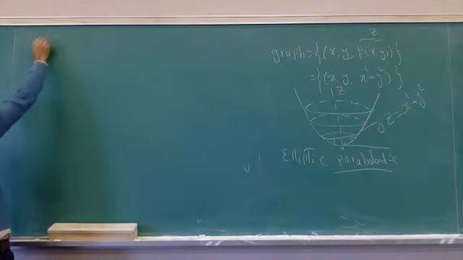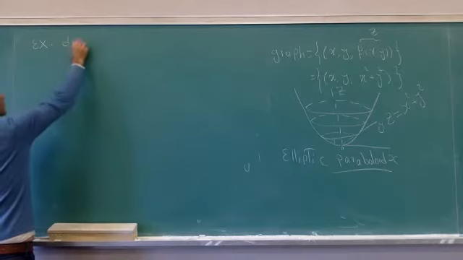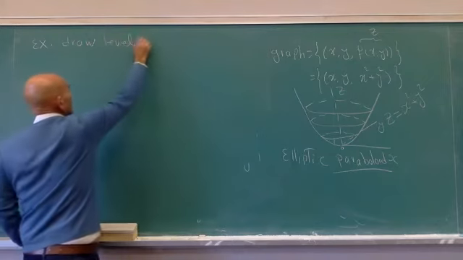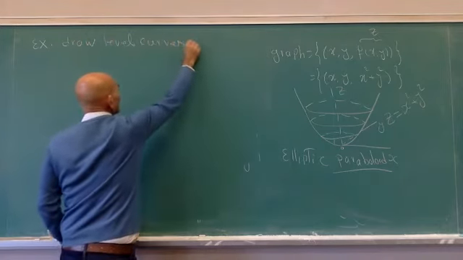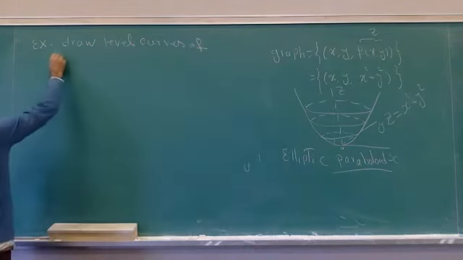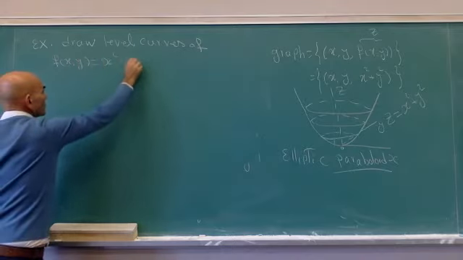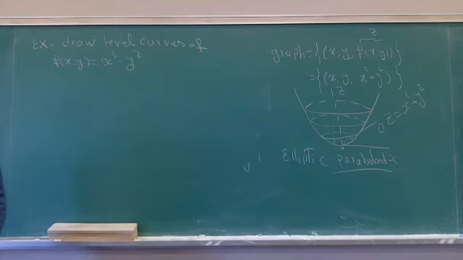So here is another example. Draw level curves of f of x and y equal to x² minus y². So we have to draw x² minus y² equal to some constant, and then we choose that constant. We have to be very general, so we choose positive, 0, or negative. And then we'll see how this changes.